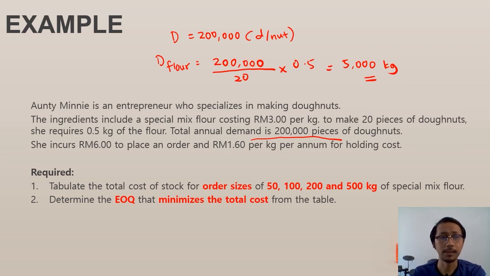because we are talking about the material, not the product. Next, we have 6 ringgit to place an order. So obviously this will be your O, and 1.6 per kg per annum for holding costs. Thereby this will be your H. So you are required to help Aunty Mini to tabulate the total cost of stock for order sizes of 50, 100, 200 and 500 kg of the special mix flour, and determine the EOQ that minimizes the total cost from the table.